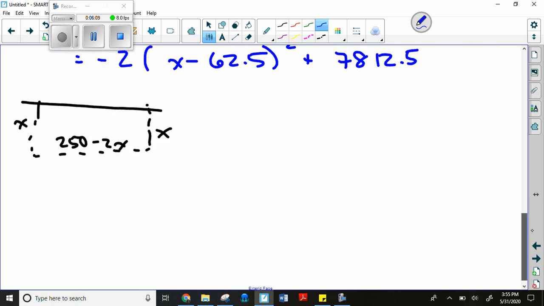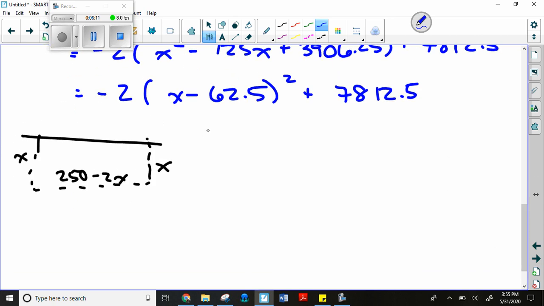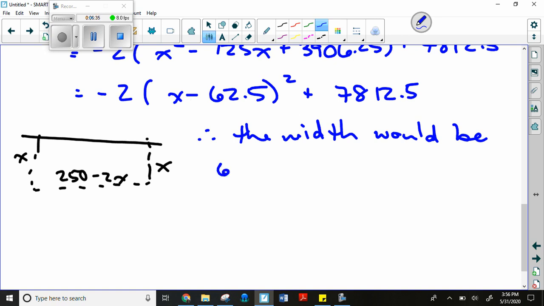Sorry, it's coughing in your ear. Therefore, the width would be the x value of the vertex, because that's telling you the x value where the maximum area would happen. So we do the opposite. If it's a negative 62.5, we do an opposite. That makes sense. You can't have a negative length. So 62.5 meters.